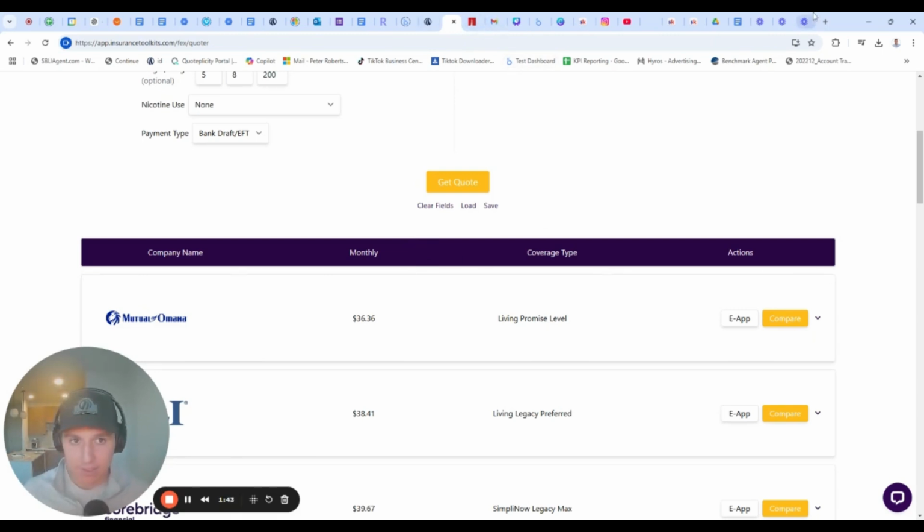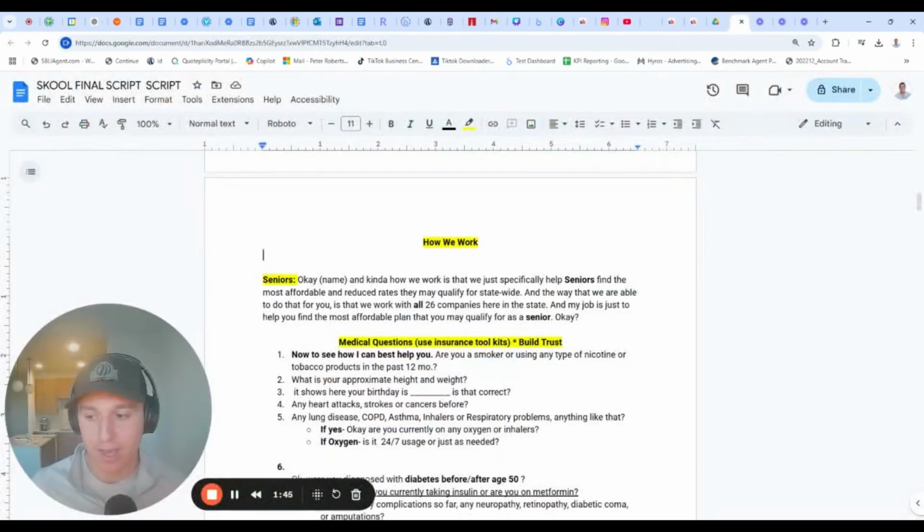So cater this to how you actually work inside of your own agency or own production or IMO, wherever you are. But how we work is this, okay? Now, Miss Betty, how we kind of work is that we just specifically help seniors find the most affordable and reduced rates that they may qualify for statewide. Okay. And the way that we're actually able to do that for you is that we work with all 26 companies here in the state. And my job is to help you find that most affordable plan that you may qualify for as a senior.